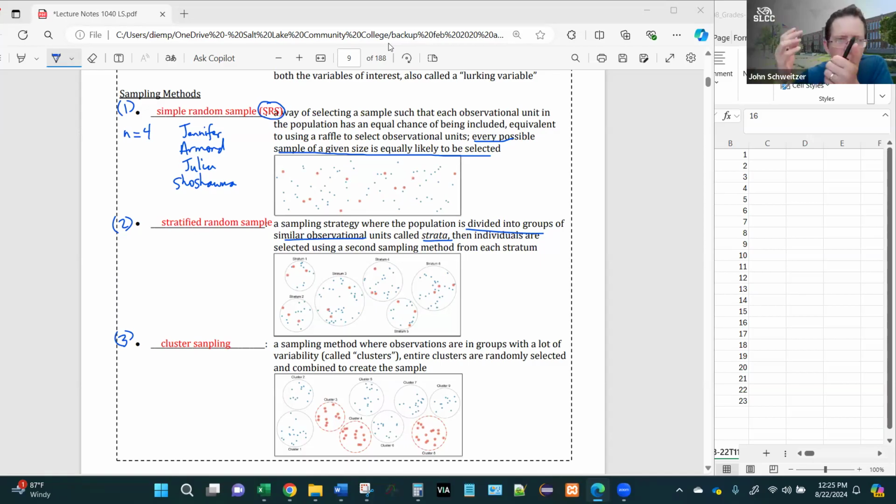What other kinds of strata are there out there? Any ideas? What do you guys think? What other kinds of strata might there be? Okay, let's see here in the chat. Yeah, maybe religious membership. So right, yeah, great.